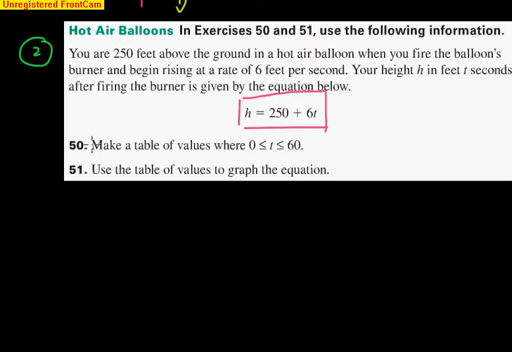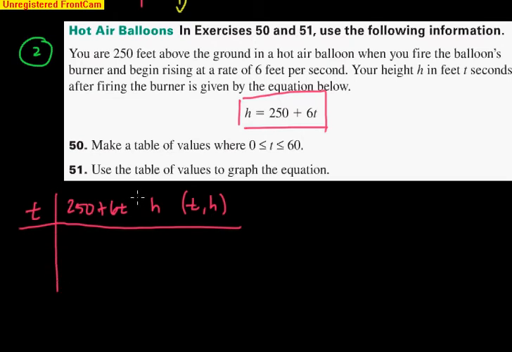So the first thing they want us to do is make a table of values, with t being between 0 and 60. So I'm just going to pick a couple values. So we're going to make this table. Remember, input variable is t. What am I plugging it into? 250 plus 6t. The output variable is h, and my ordered pair for my graph is going to be t comma h. Input comma output.